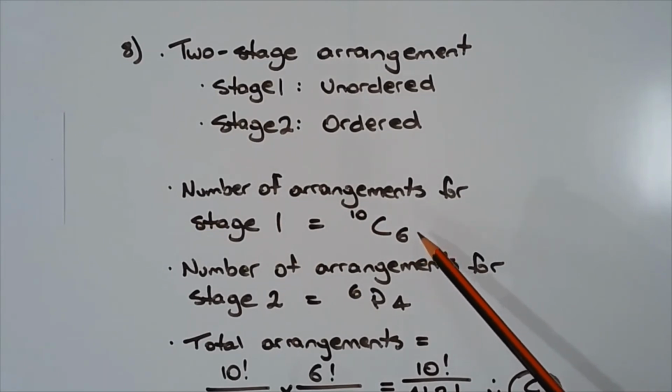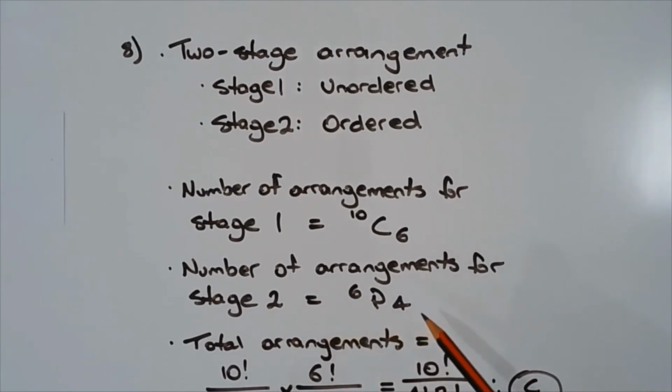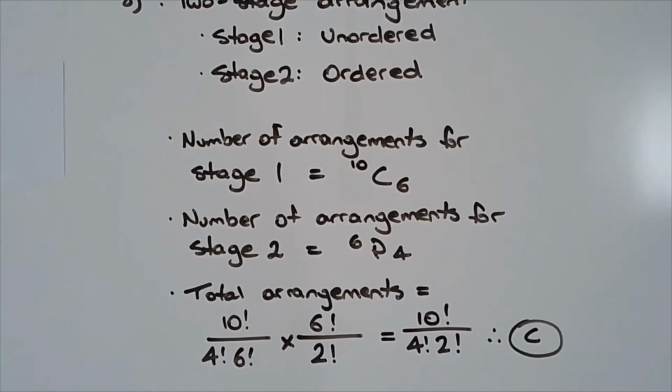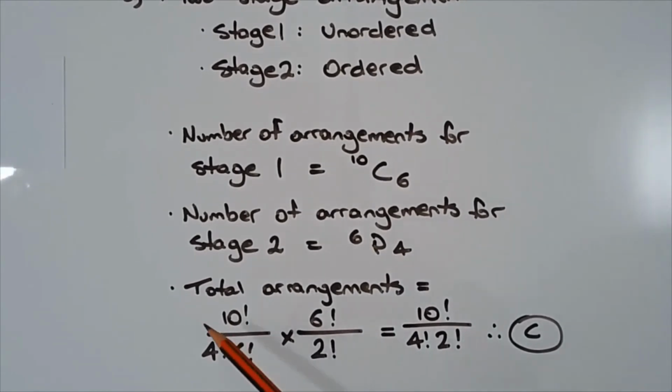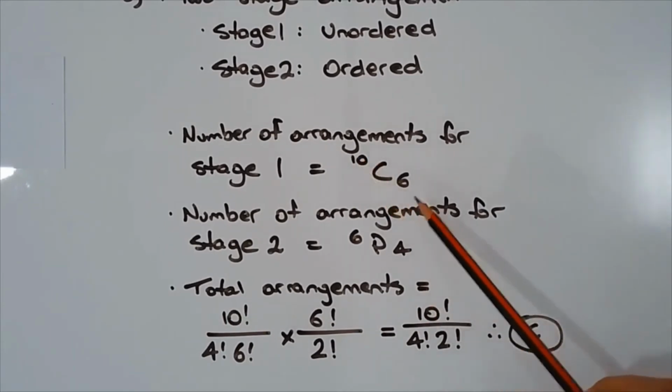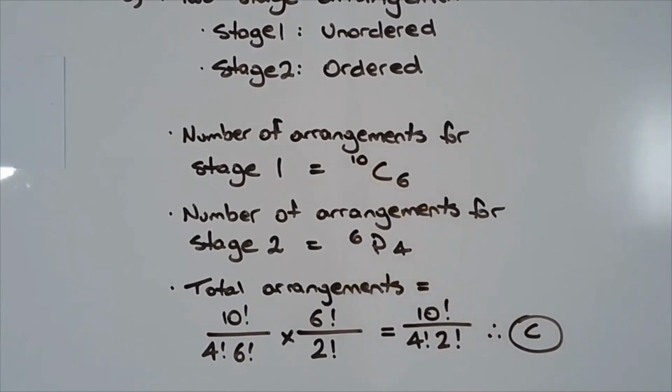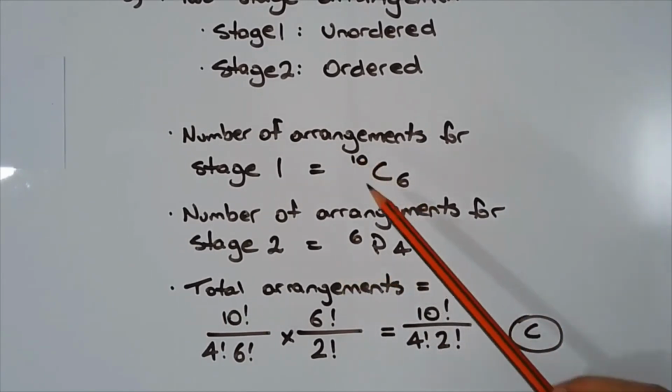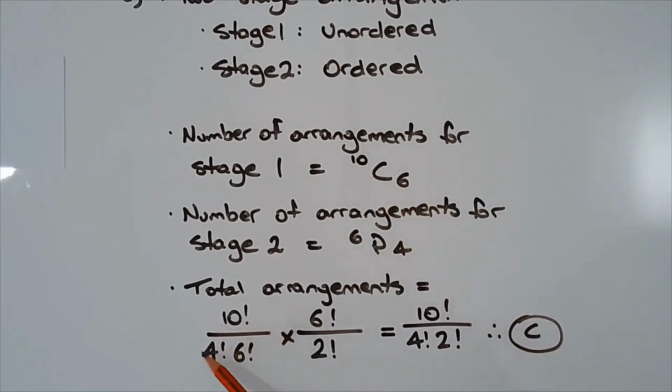I'm going to use combinations since order does not matter. And the number of arrangements for stage 2 is equal to 6p4 using permutations since order is important. Now by the fundamental counting principle, the total number of arrangements is equal to 10 choose 6 multiplied by 6p4. And using factorial notation, 10 choose 6 is 10 factorial over 4 factorial 6 factorial multiplied by 6 factorial over 2 factorial, which represents 6p4.